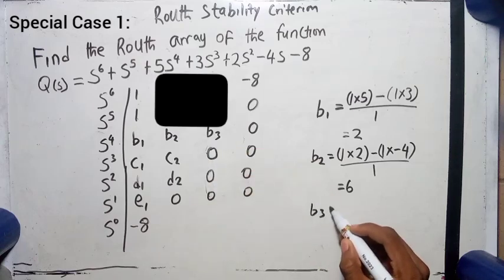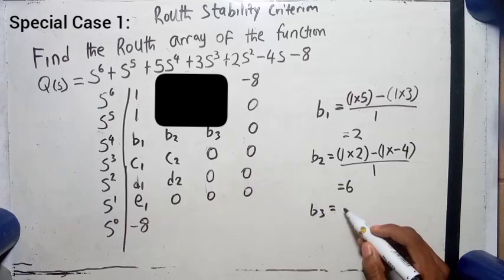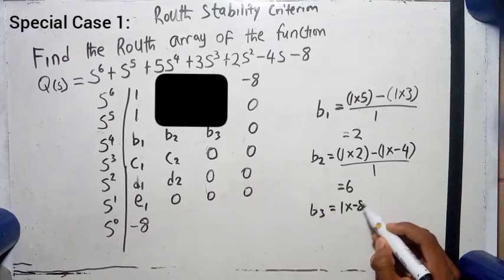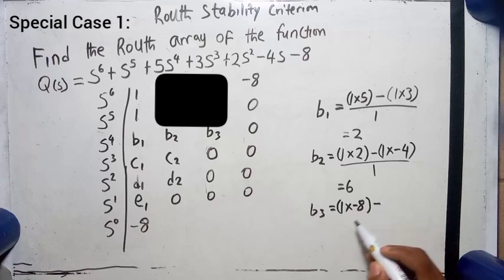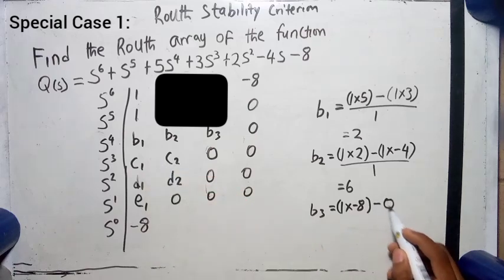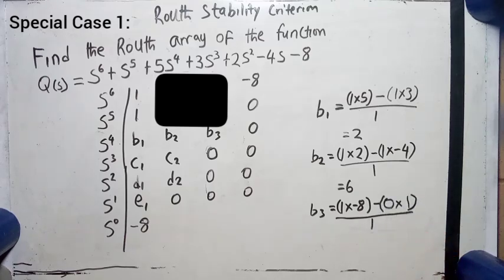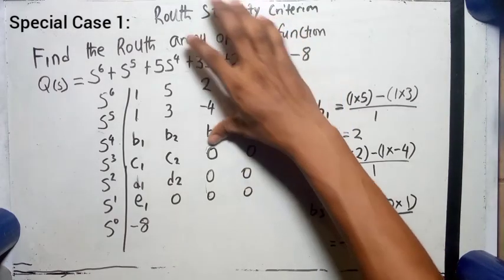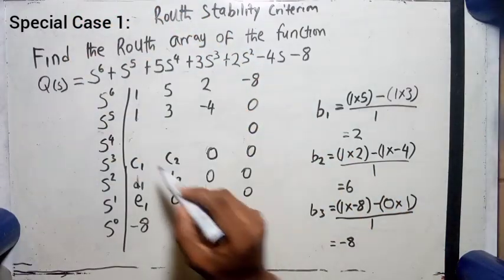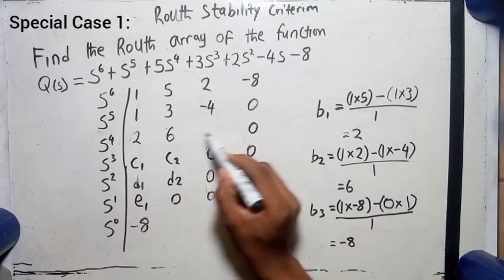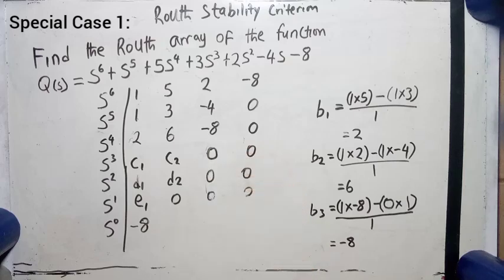Moving over to B3. B3 will then be 1 times minus 8 minus 0 times what? 1 over 1. This is definitely going to give us 0. So we're left with minus 8. So we'll be replacing this with 2, 6, and minus 8. You got that?